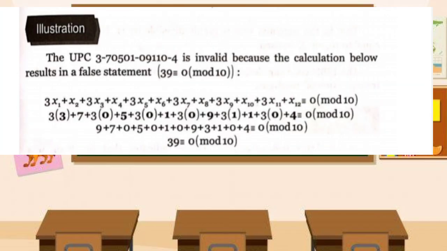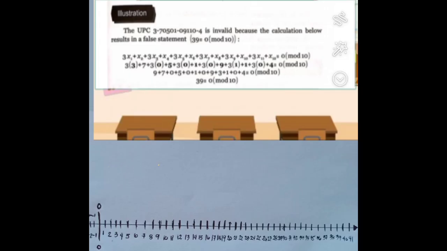Second illustration, the UPC 3-70501-09110-4 is invalid because the calculation below results in a false statement, which is 39 is congruent to 0 modulo 10 is a false statement. To know if illustration number 2 is a false statement, we are going to use a number line so we can see why it is false.